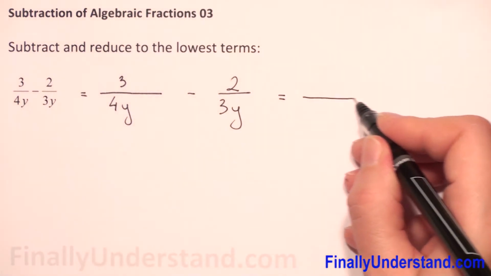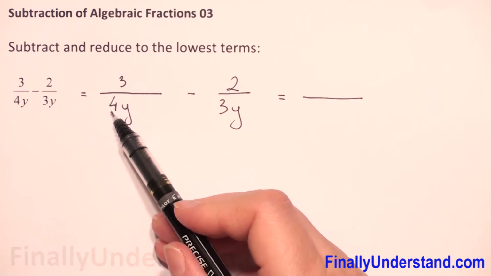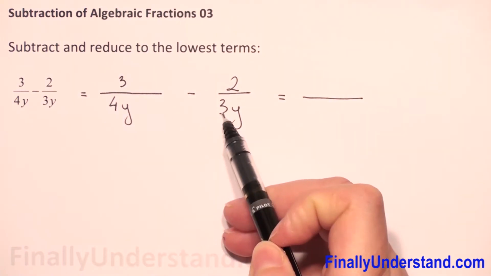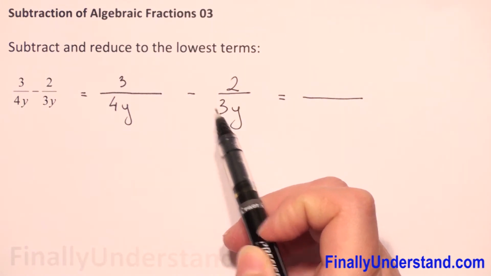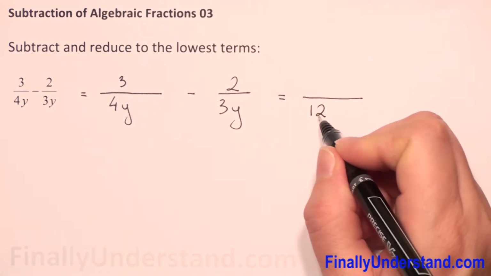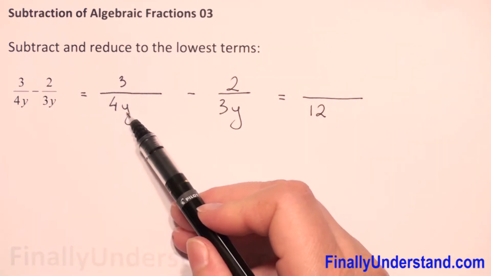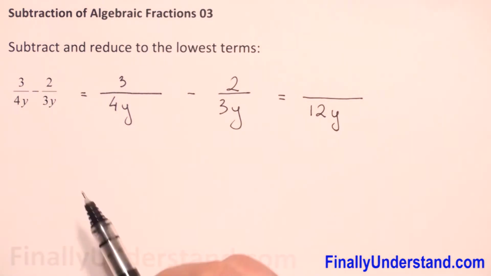And first, we have to check the numbers. We have 4 and 3. The least common multiple for 4 and 3 is 12. Why? Because this is the smallest number which is divisible by 4 and 3. So 12 will be, and we have y and y. So we just copy this y.